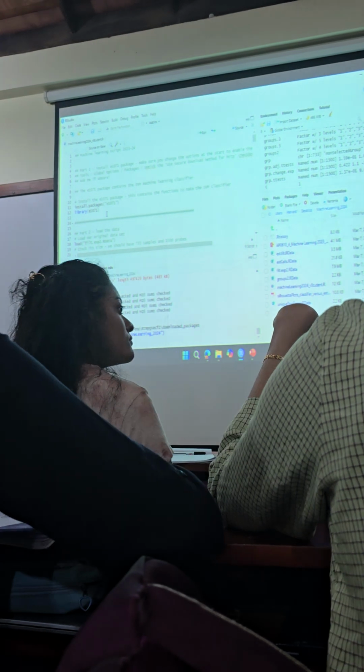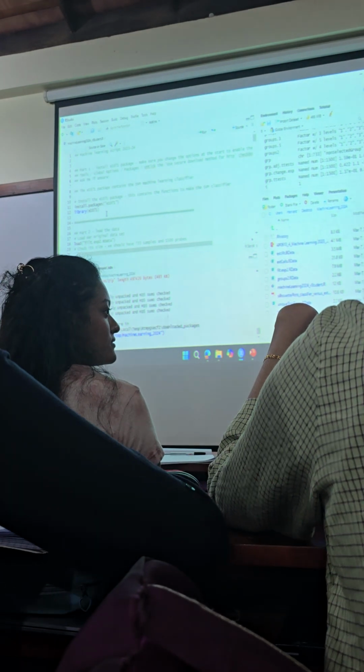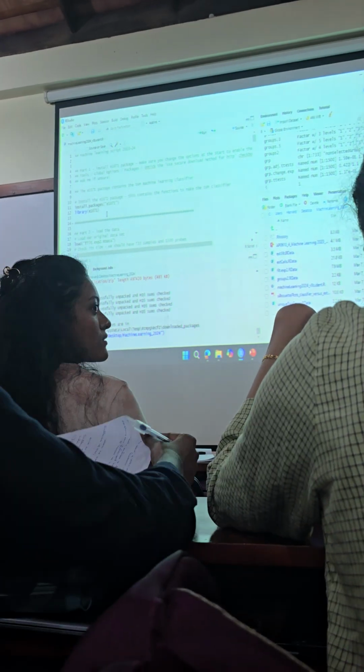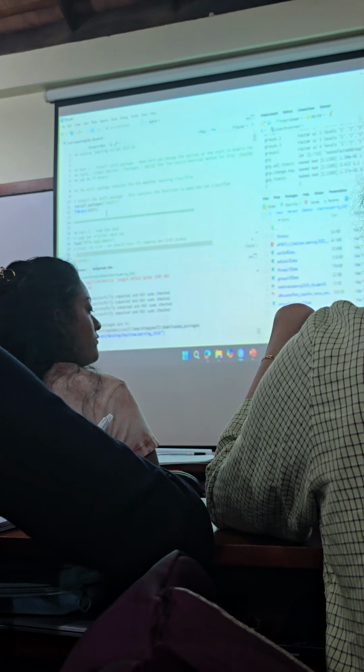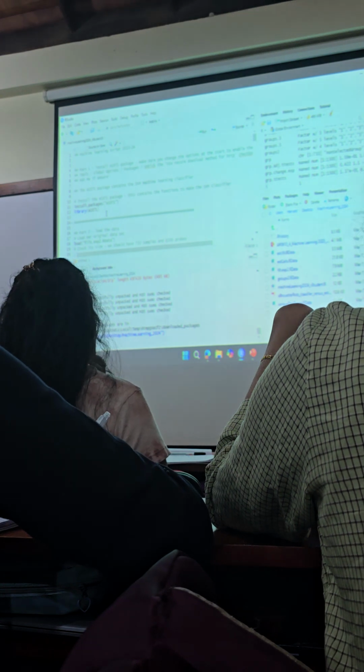So what is the outputs from workshop 2? What were the outputs from workshop 2? The gene lists, right? Gene lists from all 4 subgroups.